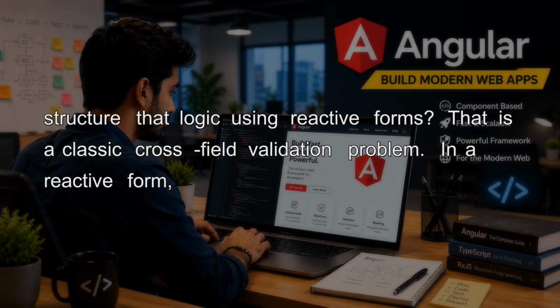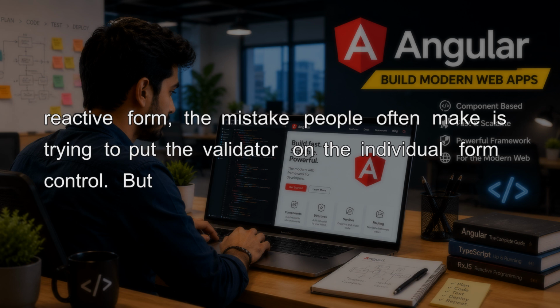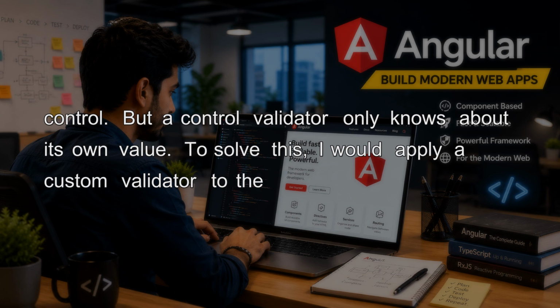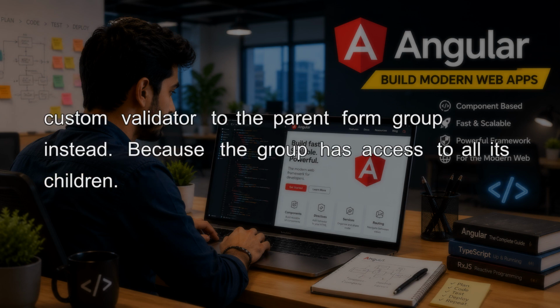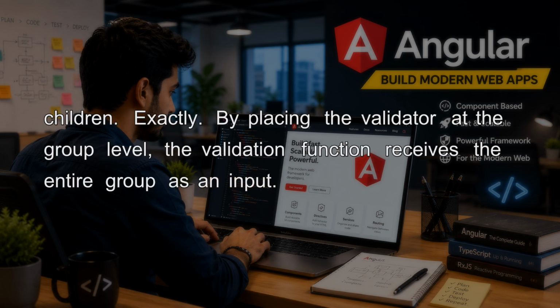In a reactive form, the mistake people often make is trying to put the validator on the individual form control. But a control validator only knows about its own value. To solve this, I would apply a custom validator to the parent form group instead. Because the group has access to all its children. Exactly. By placing the validator at the group level, the validation function receives the entire group as an input.